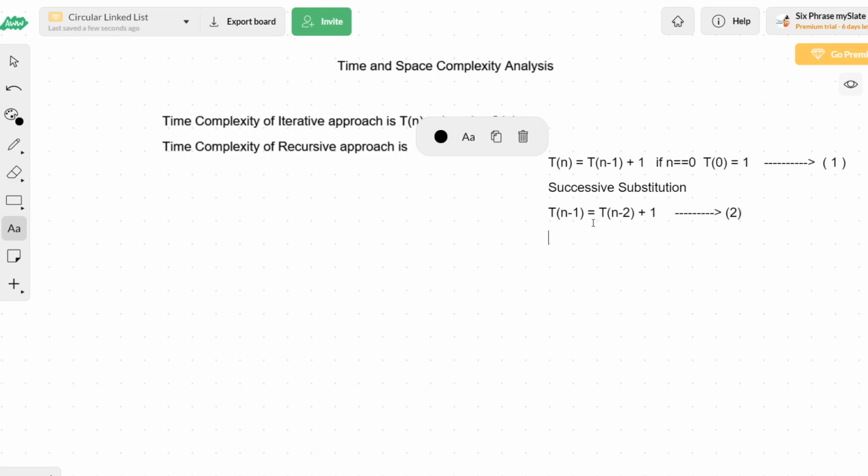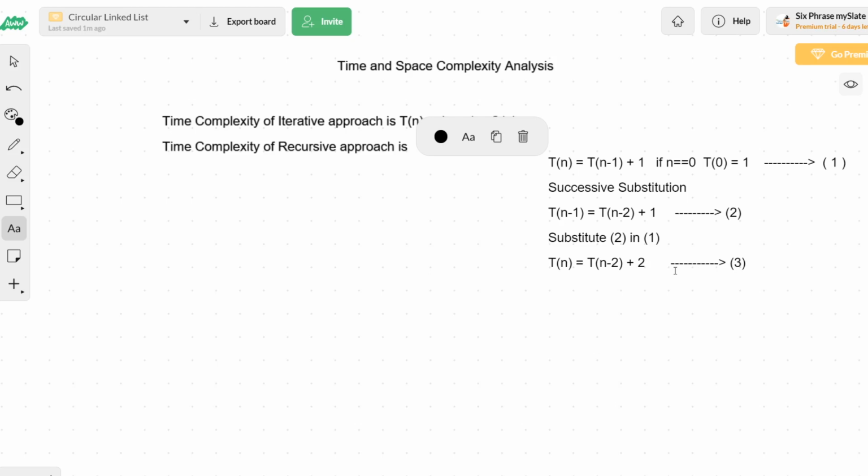Now take this value and substitute equation 2 in equation 1. So T of n is equal to, what is the value of T of n minus 1? It is T of n minus 2 plus 1 in the equation, and there is another plus 1. So totally it is plus 2. This new equation after substitution will become equation number 3.